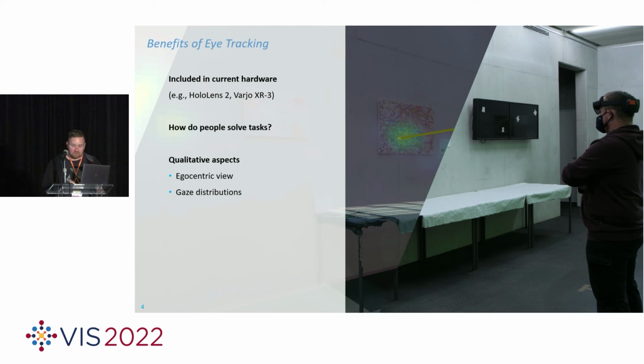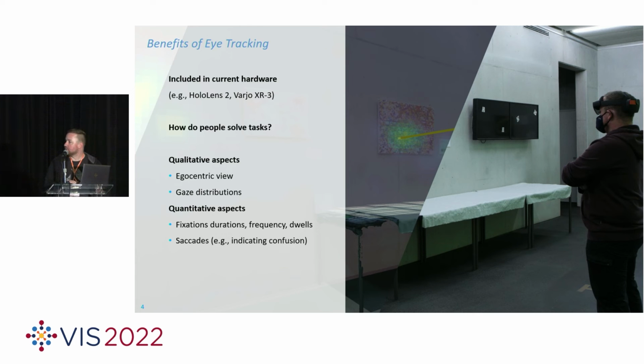Qualitative aspects here are that we get from each participant that we record an individual video with their egocentric view, so you can watch through the eyes of your participants how they solved the task and where they were looking while they were doing it. And we can aggregate gaze distributions, like you can see on these heat maps here, so you can see how on your environment or in your components that you presented, where the people were looking, maybe which information they missed or did not look at for so long.